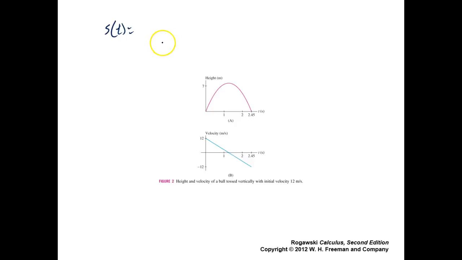Page 153. Very top. S of t equals S0 plus v not t minus 4.9 t squared, which is half of the acceleration due to gravity, because it's one half a t squared, instead of 9.6, right? 9.8.